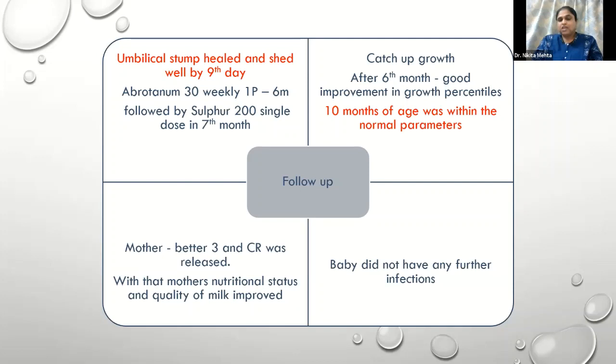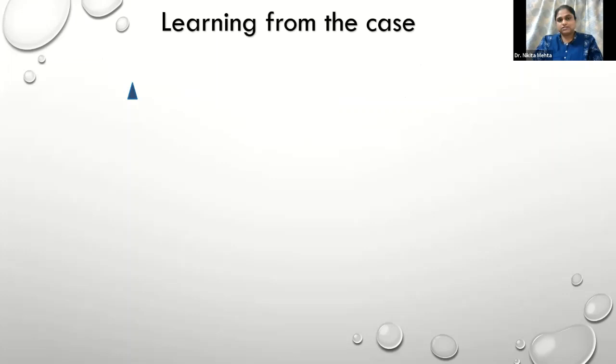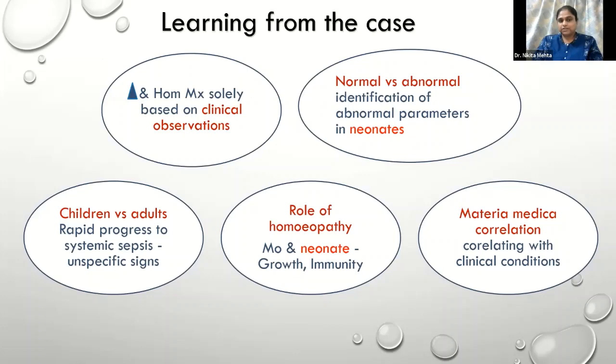The other very good result was that the baby did not have any further infections in the next 1 year. What do we learn in this case? Again, here the diagnosis as well as homeopathic management was solely based on clinical observations. Also, we saw that identification of abnormal parameters in neonates is very important.